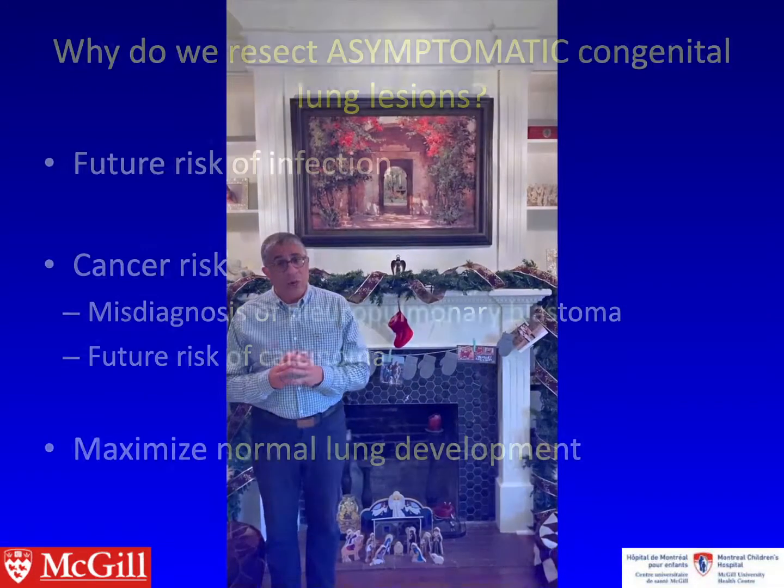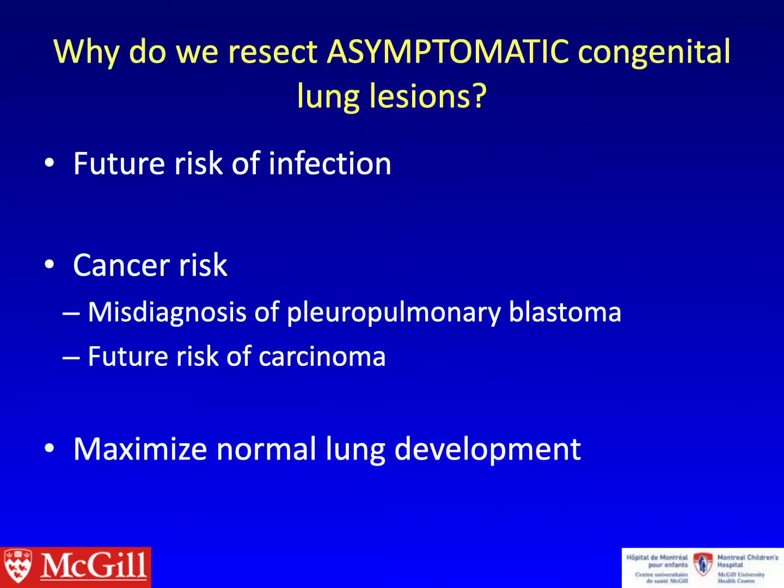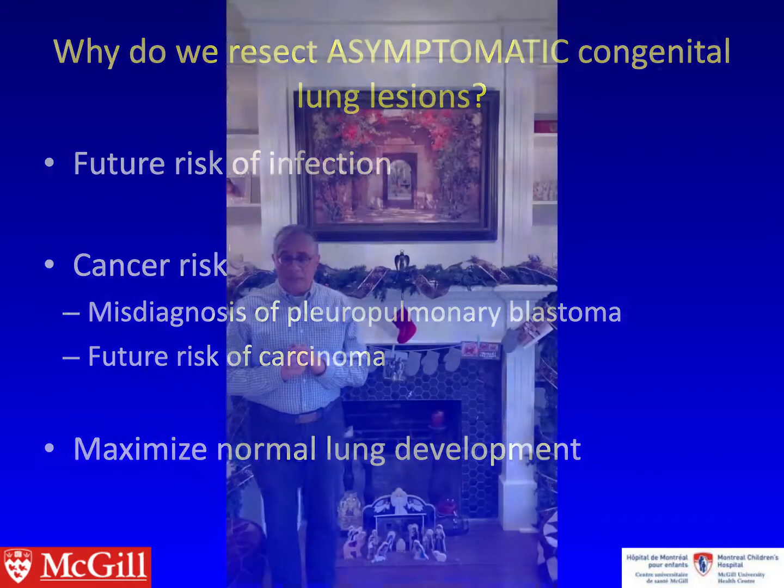But let's step back for a minute and ask ourselves, why do we remove asymptomatic lung lesions? Well, we're concerned about infection. We're concerned about malignancy, either being confused with PPB or potentially a very small risk of latent malignancy. And we think that if we remove space-occupying, non-functional lung, we may actually promote normal lung development in a child.